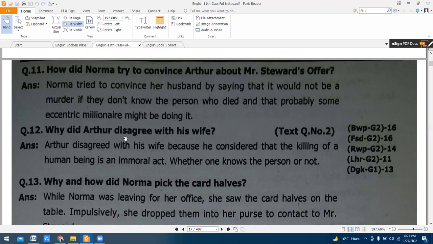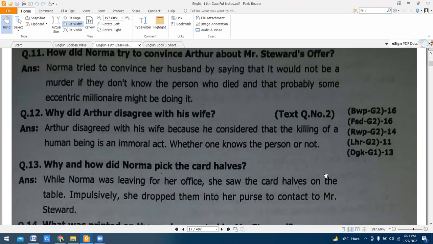Why did Arthur disagree with his wife? Arthur disagreed with his wife because he considered that the killing of a human being is an immoral act. We have done it already, whether one knows the person or not.